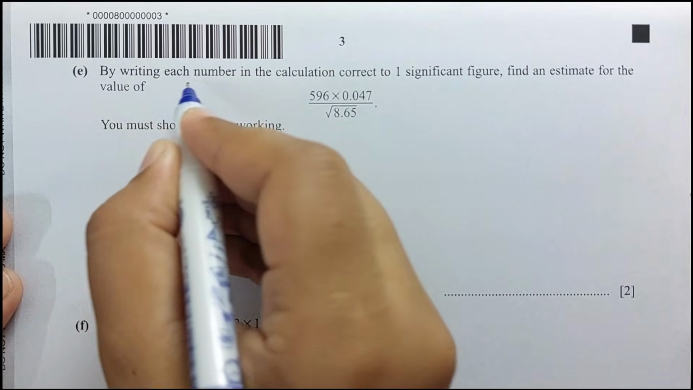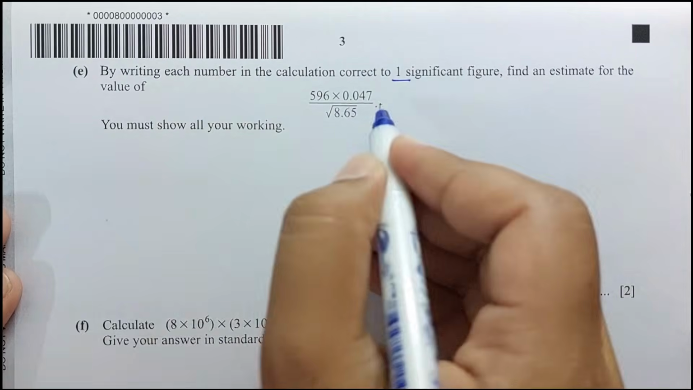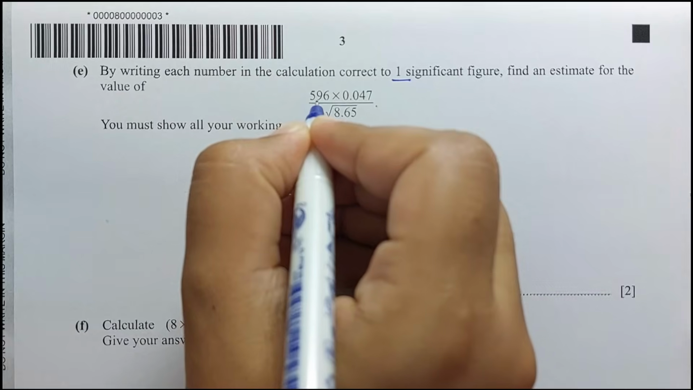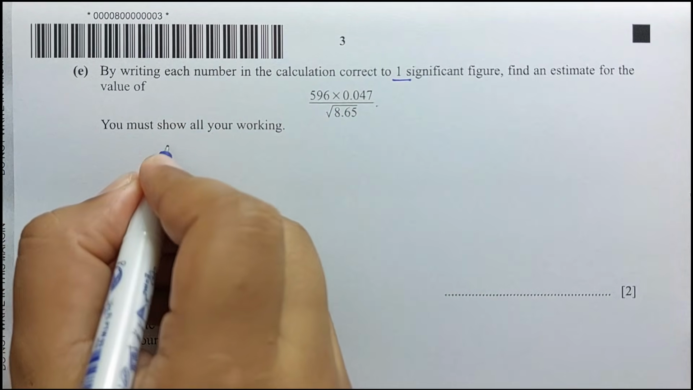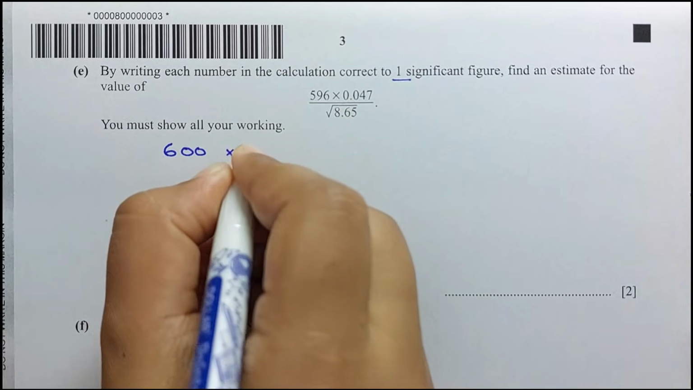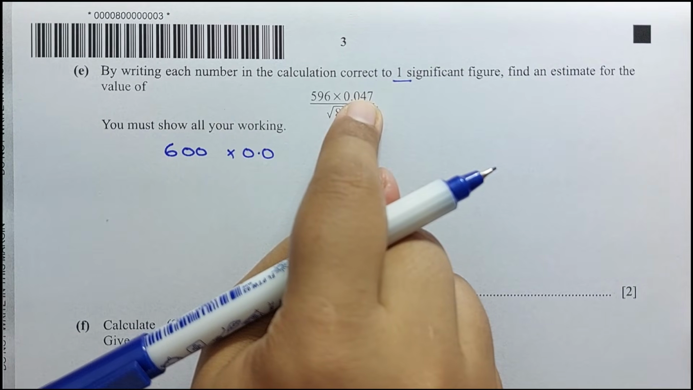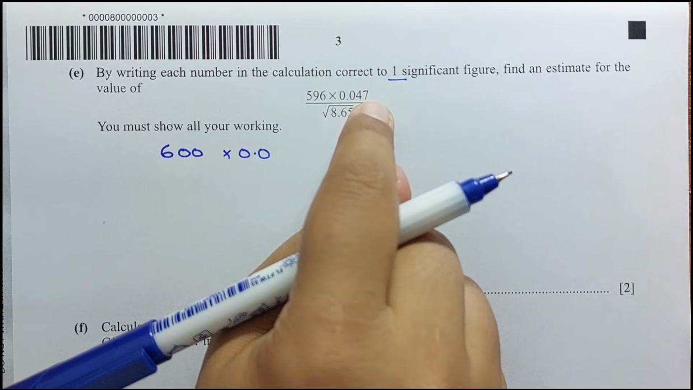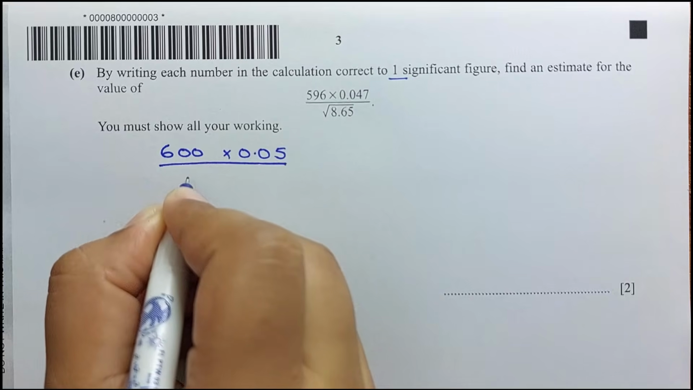Now for part E, by writing each number in the calculation correct to one significant figure, estimate the value of it. You must show all your working. So one significant figure of 596, it is 5. The next number is 9. So add 1, it becomes 6, and the rest of the 2 numbers are replaced with zeros. Multiply 0.04, the first significant number is 4 in this decimal number. The next number is 7, more than 5. So add 1, it becomes 5 over square root.